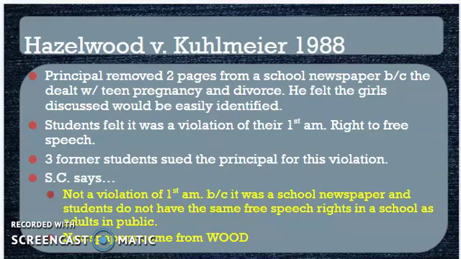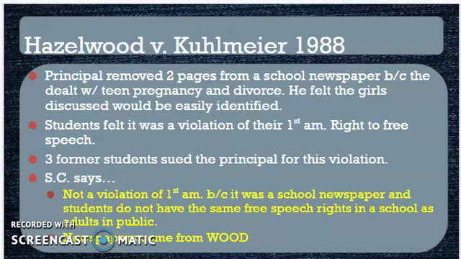Hazelwood versus Kuhlmeier. So Hazelwood versus Kuhlmeier is very interesting because basically the school newspaper was running an article about teen pregnancy and divorce, and the principal thought that this should not be talked about in the school newspaper, so he took it out. Well, the students who did the school newspaper thought that this violated their First Amendment right to free speech and sued the principal. So what did the Supreme Court say? They said this was not a violation of First Amendment rights because it was a school newspaper, that students do not have the same free speech rights in school as adults do in public.